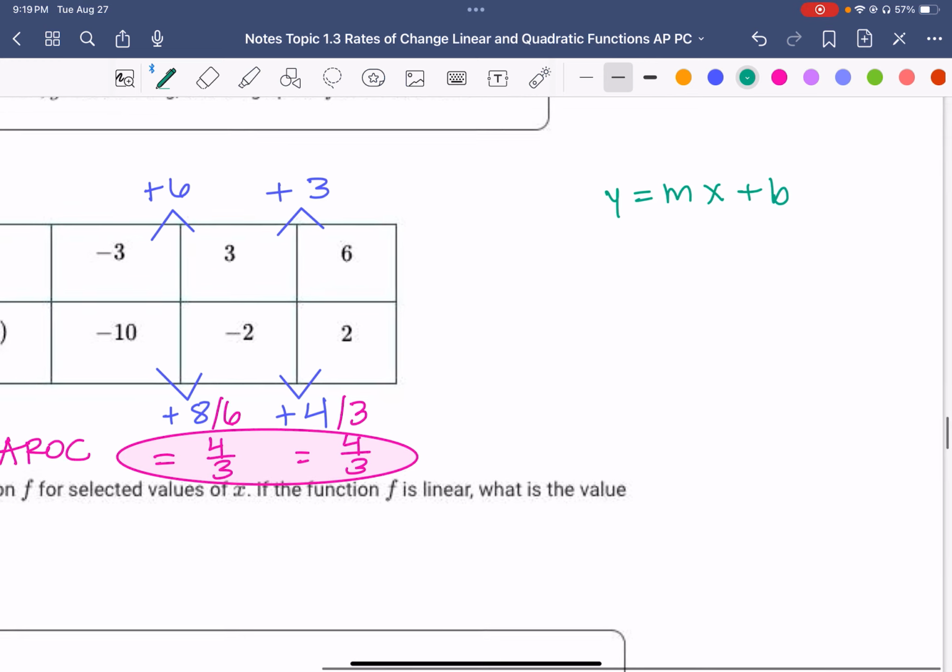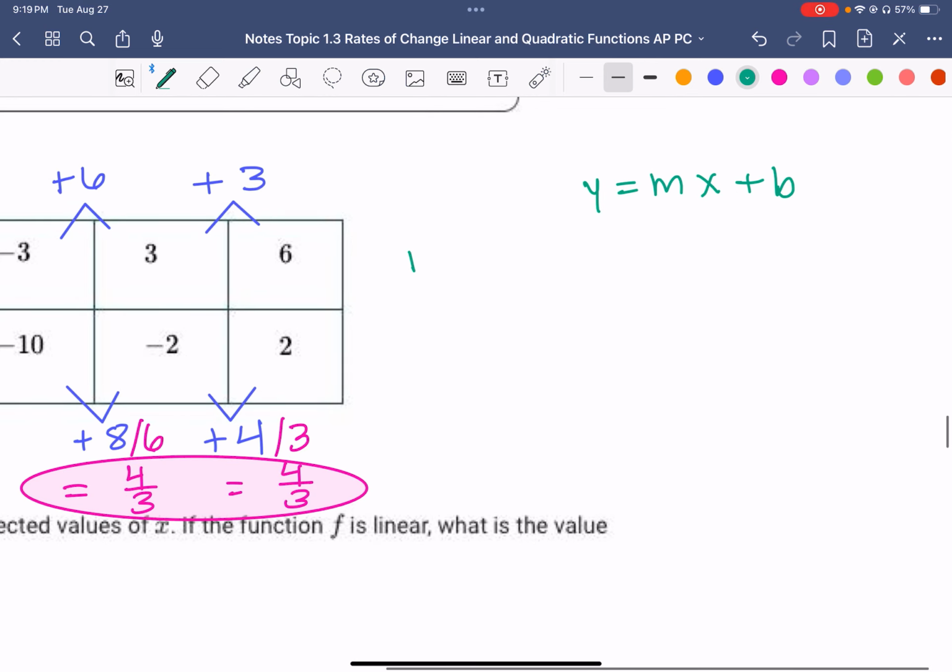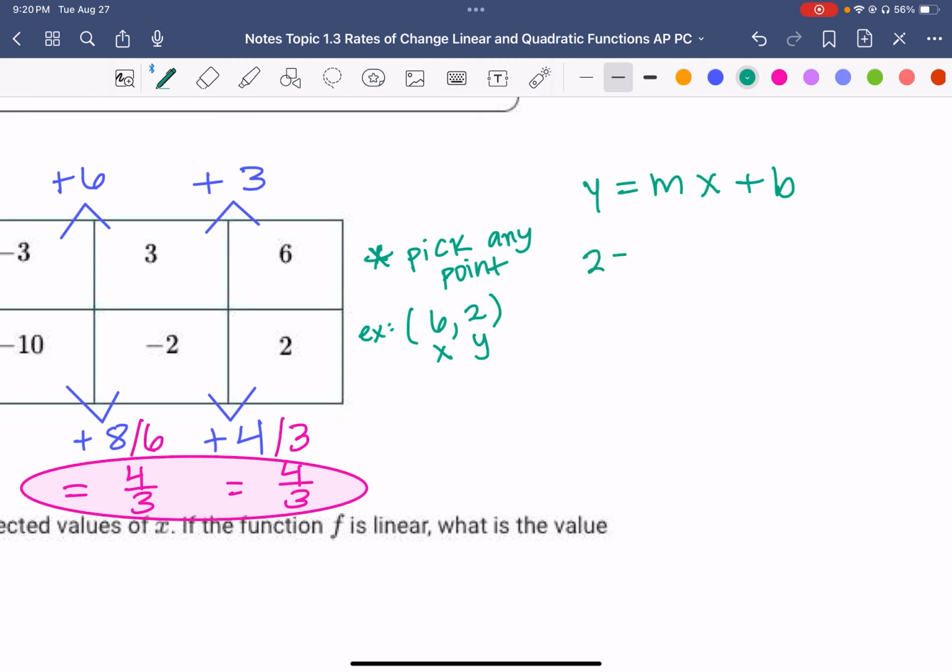So what I'm going to do is I'm just going to pick any point that I want. Okay, pick any point. I'm going to pick 6 and 2 just because they're positives and it'll be easier. So I'm going to pick 6 and 2 and this is going to be my x and y that I'm going to plug into the formula. So y is 2. I know that the slope is 4/3. I'm going to plug in x, which is 6, and then I'm trying to figure out what b is.